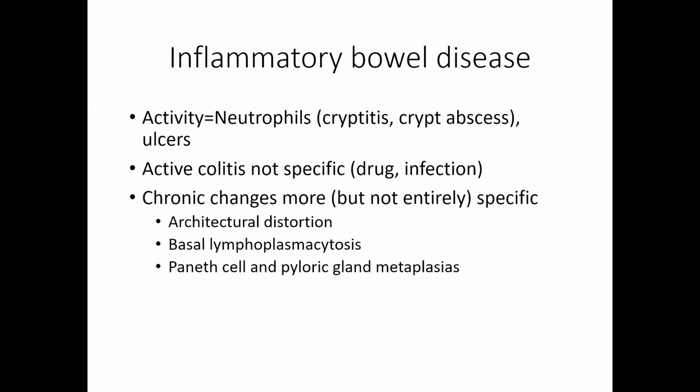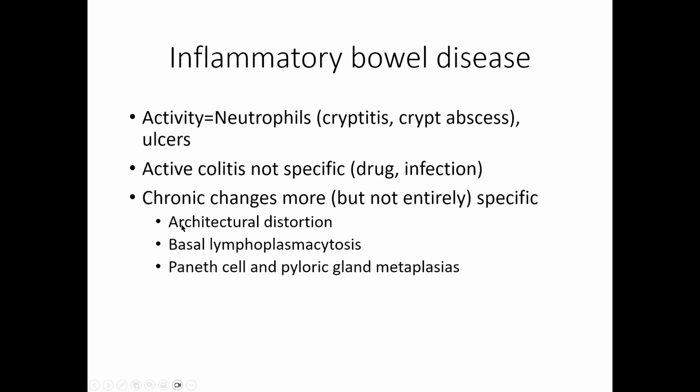And so when we talk about active colitis, activity means neutrophils. So cryptitis, the neutrophils within the epithelium, and crypt abscess, where there are those pockets or pools of neutrophils within the gland lumen. Also ulcers, which we didn't show here. So active colitis is not a specific finding, and it could mean a lot of things besides inflammatory bowel disease. Definitely think about infections and drugs as common things that can cause active colitis. The chronic changes are more specific, but not completely specific.